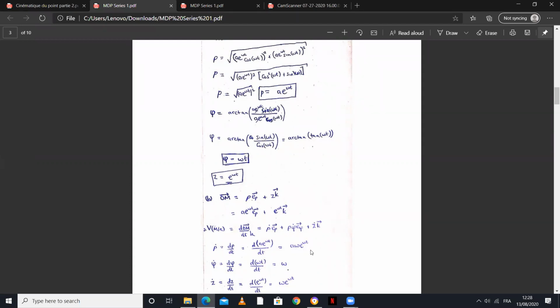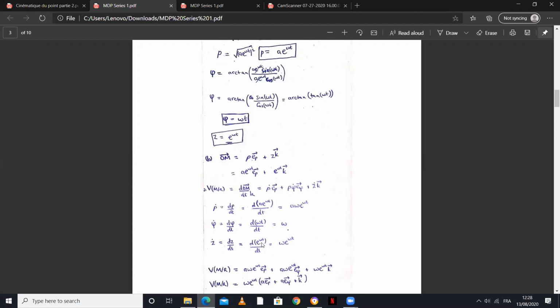And this is going to be rho point. Then we have phi point. We said phi was equal to omega t, so when you derive omega t par rapport au temps, it just gives you omega. And then z point, z égale exponential omega t. We derive this par rapport au temps, deriving the power, it gives us omega. Then we multiply omega by the entire expression, so it will be omega exponential omega t. What's left now is just to substitute these values into the expression that we have for the vitesse.